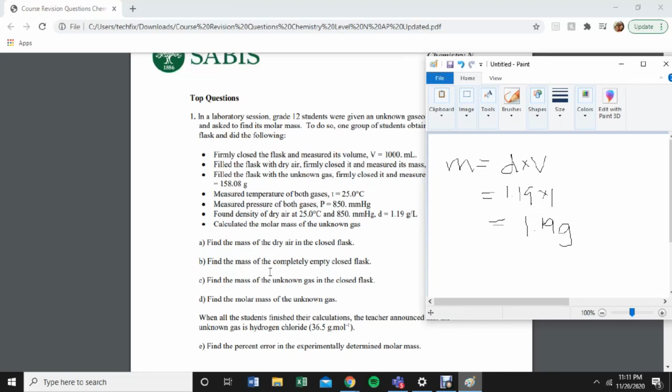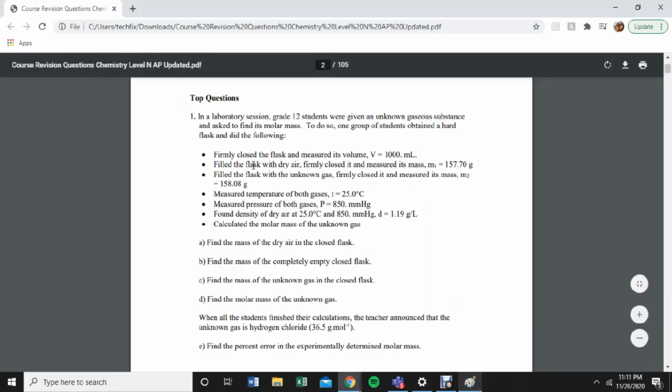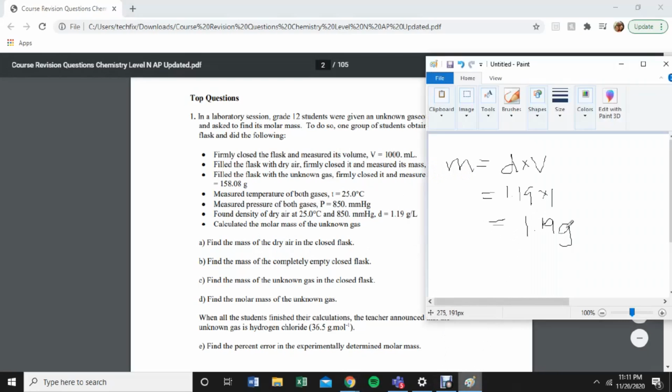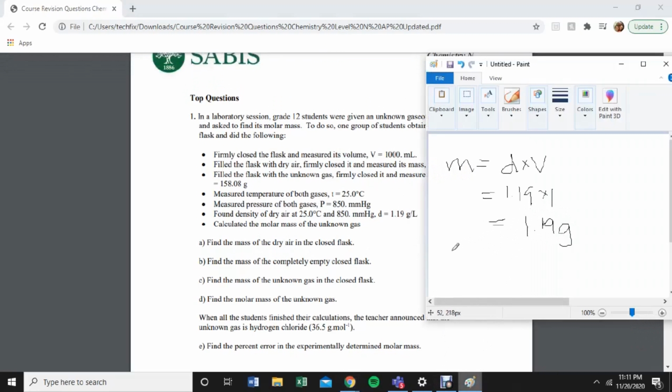To find the mass of the closed flask, they gave you the mass of the flask with dry air, which was 157.7, right? And you have the mass of dry air. So all you do is 157.70 minus 1.19, right? And you end up with 156.51. That is the mass of the flask.